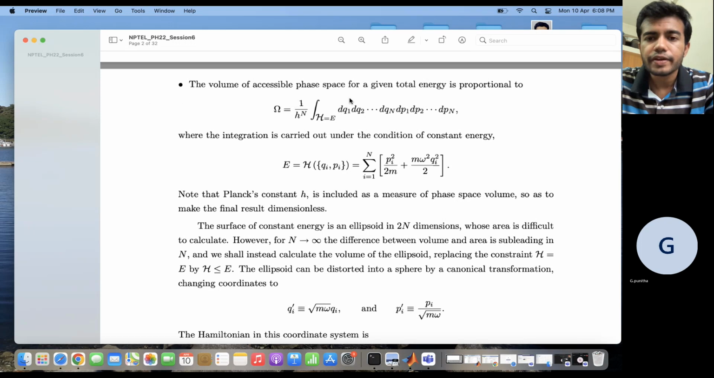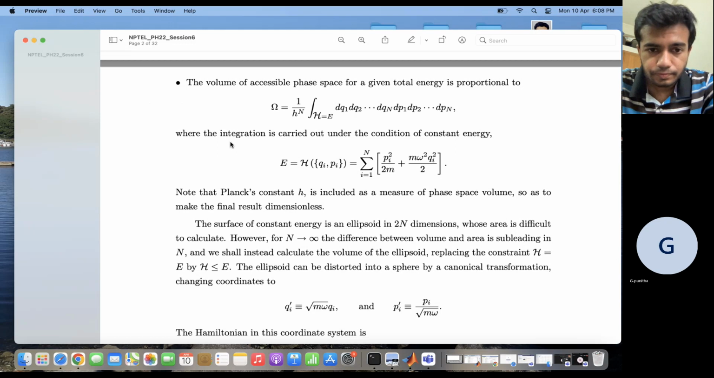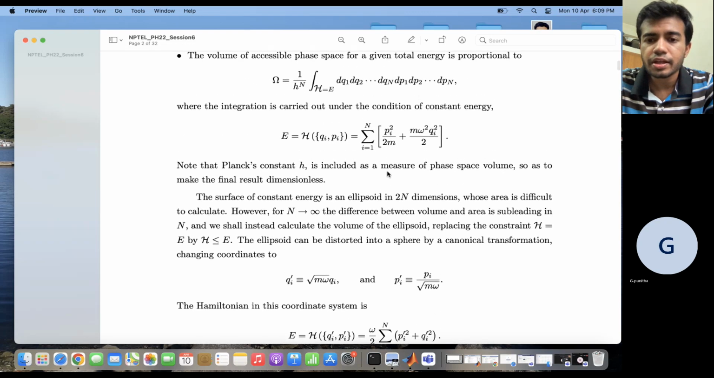The volume of accessible phase space for a given total energy is proportional to this quantity, right? This is an integral over the position coordinates and an integral over the momentum coordinates. So there are N position and N momentum coordinates, so it's a 2N-dimensional phase space. Or dN-dimensional, where d is the dimensionality of the box. Now, this is the energy Hamiltonian which is given to me. Then, what is the surface of constant energy in 2N dimensions?